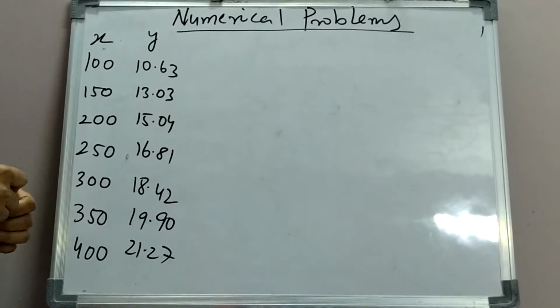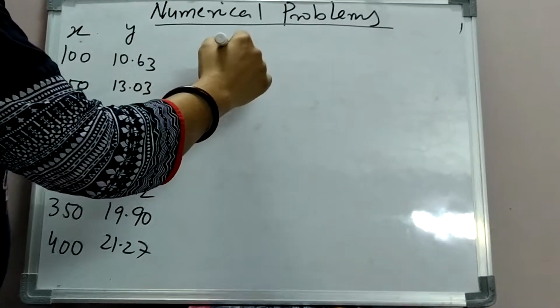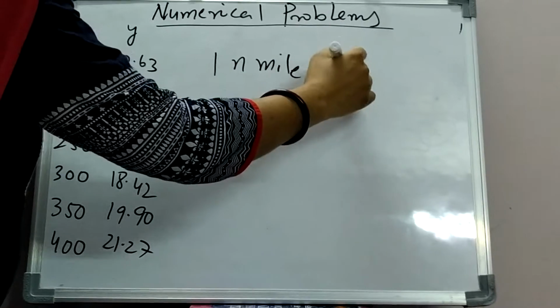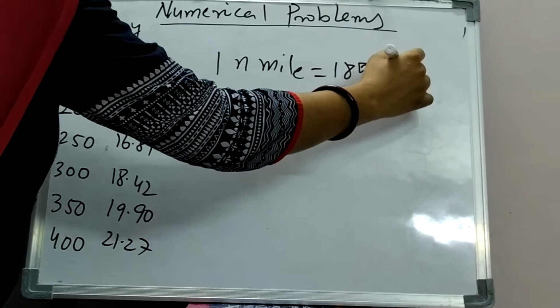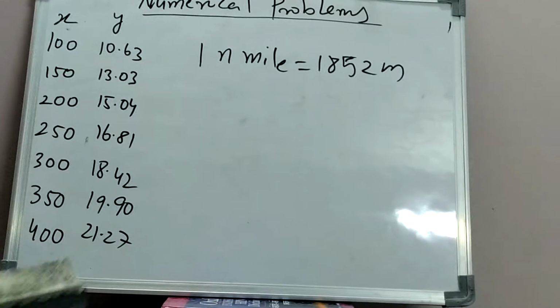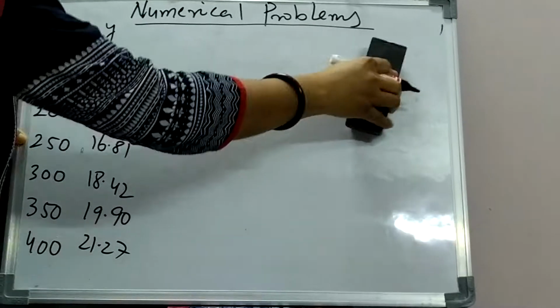Now what is this nautical mile? One nautical mile is equal to 1852 meters. So this is the relation. This is one of the units to measure large distances. So one nautical mile is given like this.